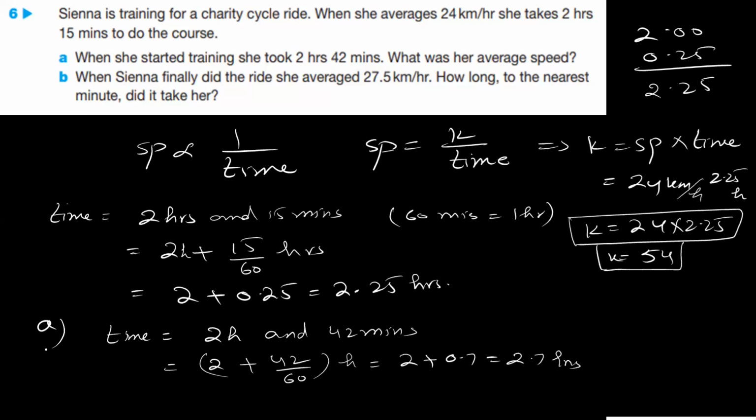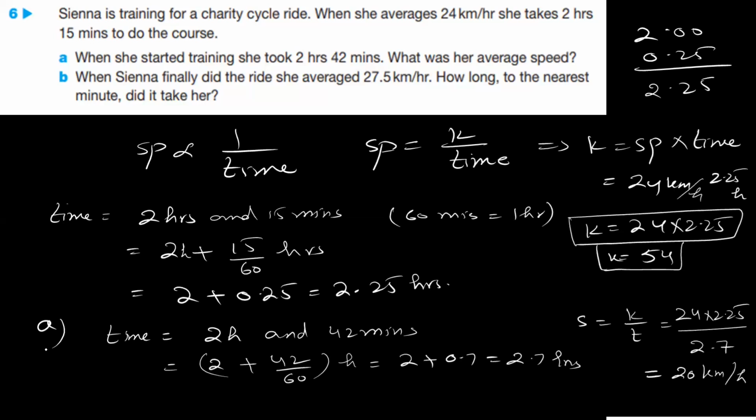Again, we use the equation because we have to find speed. So speed is equal to K upon time. So our K is 24 times 2.25 divided by 2.7. Use calculators to get the answer. As per my calculator, this one is 20 kilometers per hour. Okay. Hope you understand it. If you couldn't and you have any doubt, let me know in the comment box.